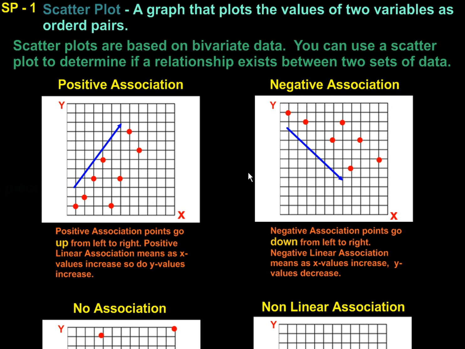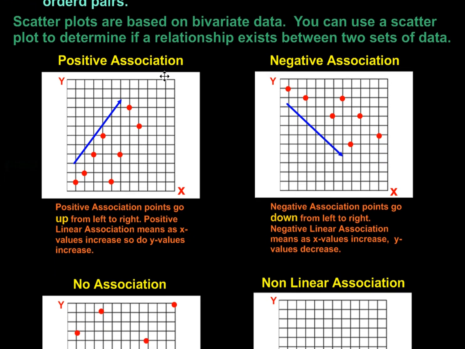Those relationships can fall into four categories. You can have a positive association or relationship, in which case the points on the scatter plot are all going to be moving generally in an upward direction from left to right. And it says positive association: points go up from left to right. Positive linear association means as x values increase, so do y values.